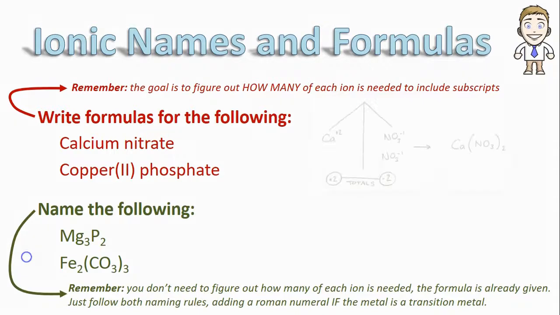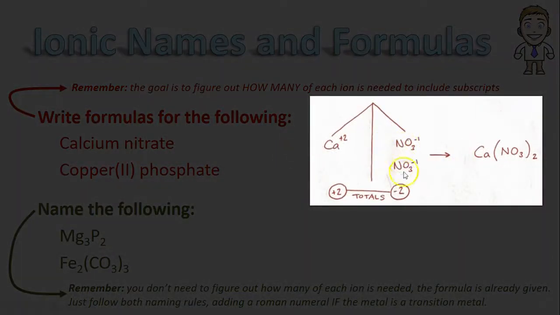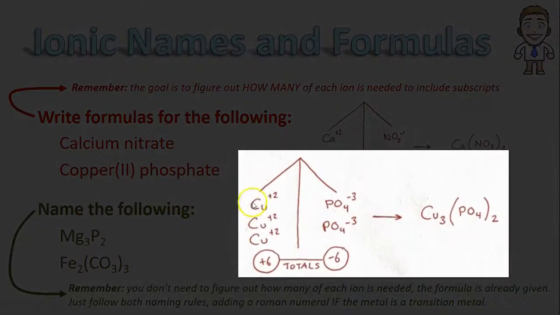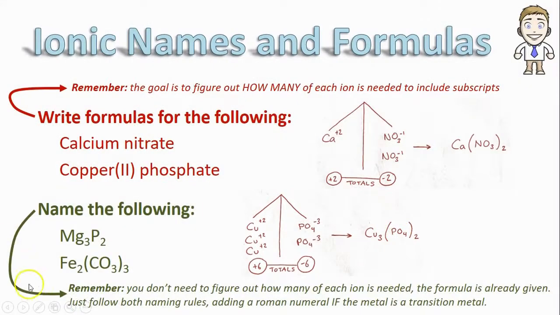And here's the answers. For calcium nitrate, I need 2 nitrates to balance out the charge of the calcium +2, making the formula Ca(NO3)2. And in copper(II) phosphate, I need 3 coppers and 2 phosphates to get a +6 and -6 balancing charge, making the final formula Cu3(PO4)2.